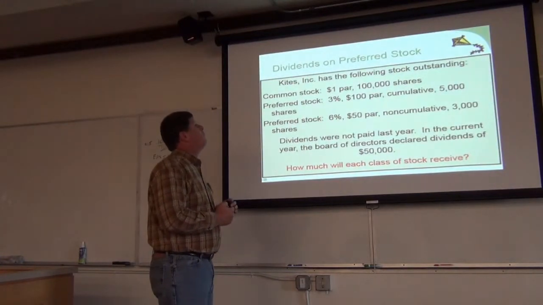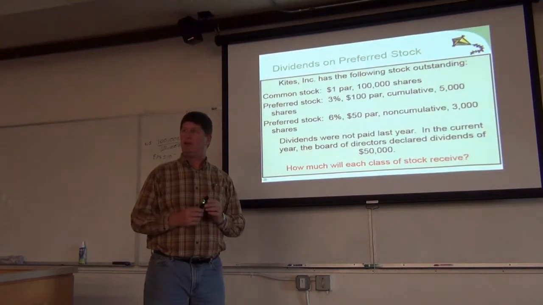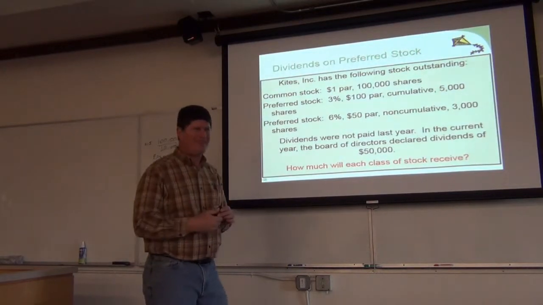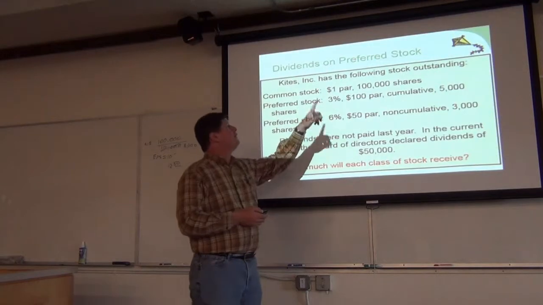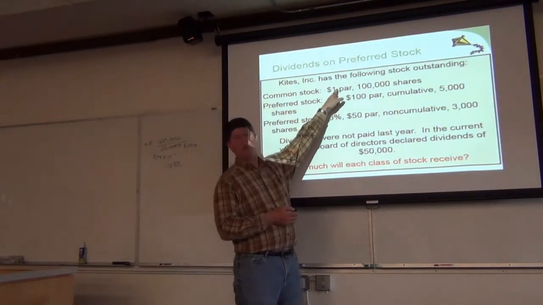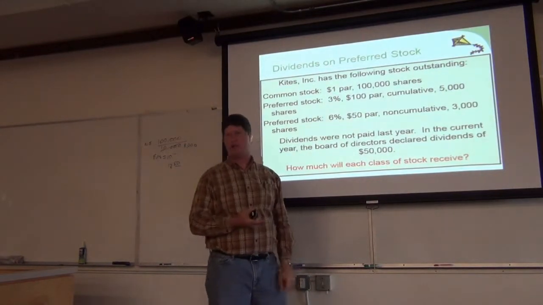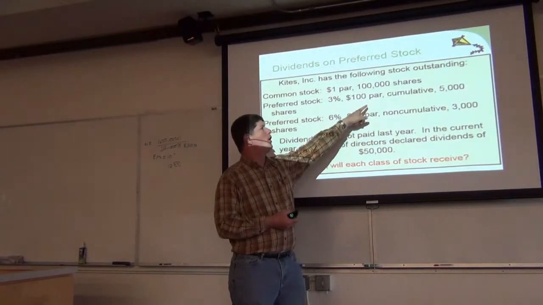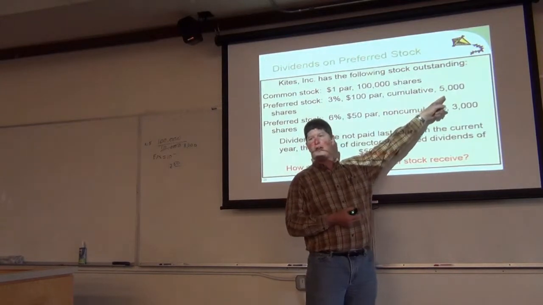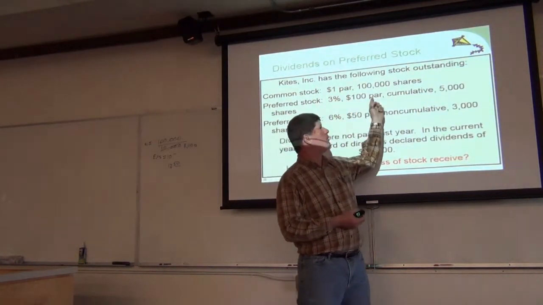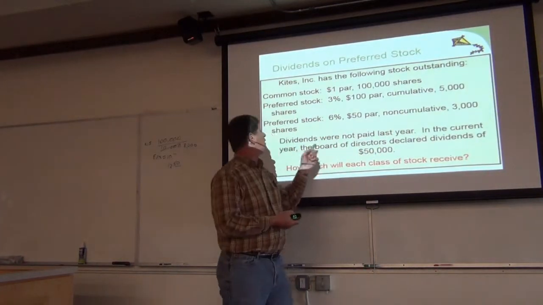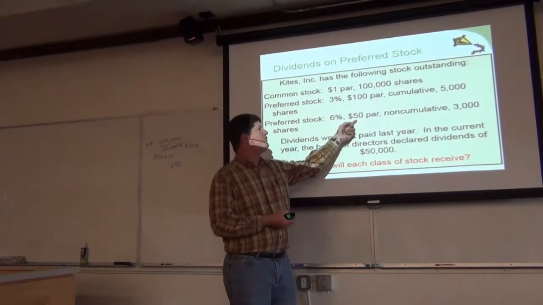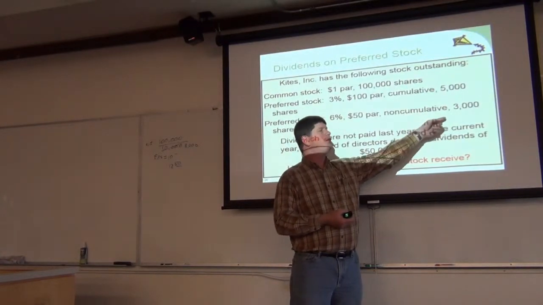Okay. So I want to do an example, because this can get a little complicated. It looks complicated until you do a few. So let's do a few. Okay? In this example, they've got a common stock that's $1 par. No big deal. There's 100,000 shares. They've got some preferred stock. It's a 3%, right? That guaranteed amount. $100 par. This one's cumulative. 5,000 shares. Notice there's a lot more data here. 3%, $100 par, cumulative, 5,000 shares. Then we've got another type of preferred stock B. It's 6%. $50 par, not cumulative, 3,000 shares outstanding.